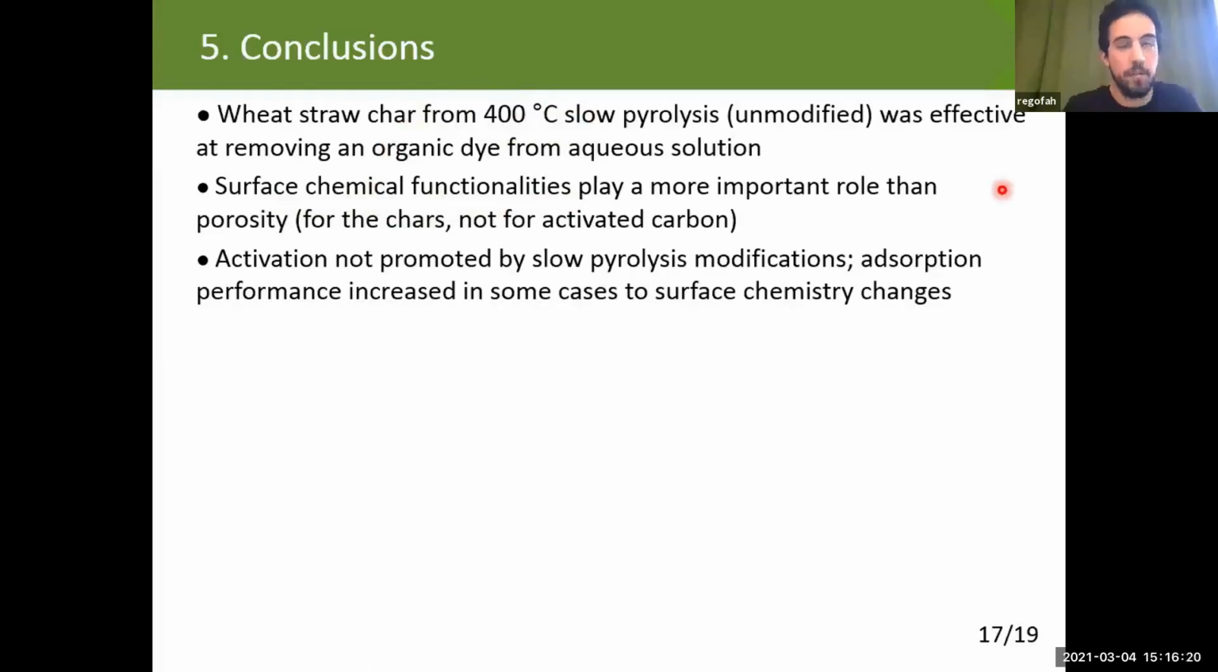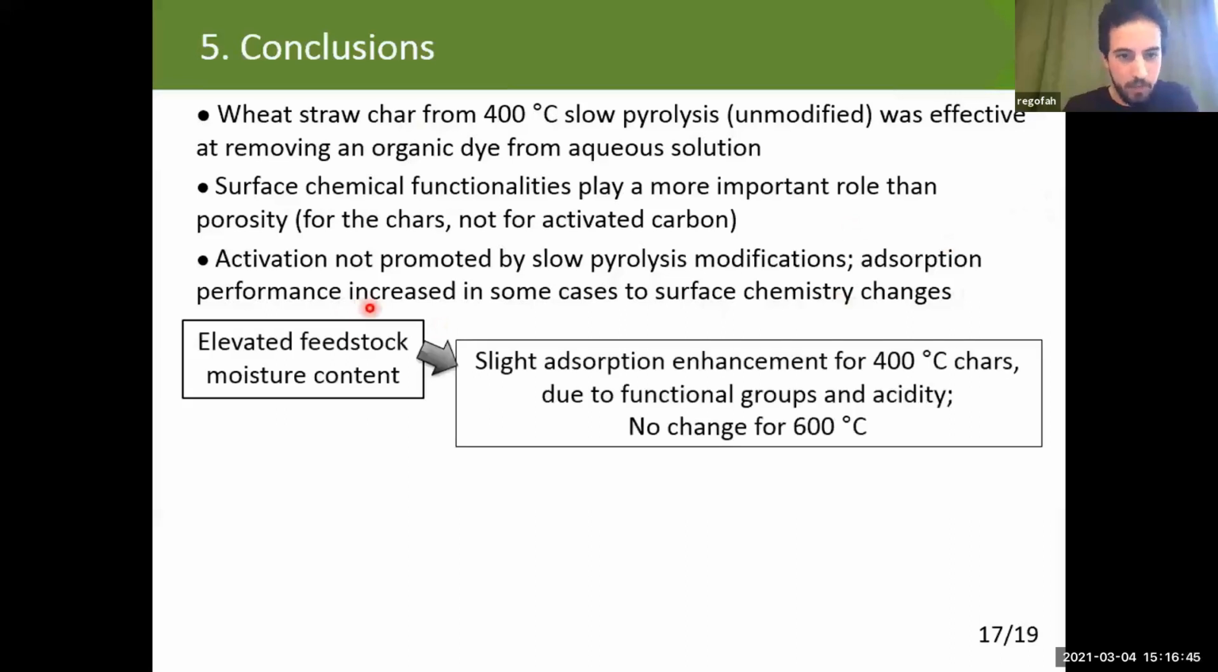At least the nitrogen surface area with BET was not significantly changed. Maybe there are more narrow micropores, but it seems that it's the chemical functionalities, the surface chemistry changes, that are contributing to the increases in adsorption performance for some cases. Specifically for each of the modifications I did, there was a slight enhancement of adsorption for the chars produced at 400 from feedstock with elevated moisture content, due to more functional groups and acidity, and no significant change for 600 degrees. Same goes for CO2 as carrier gas.